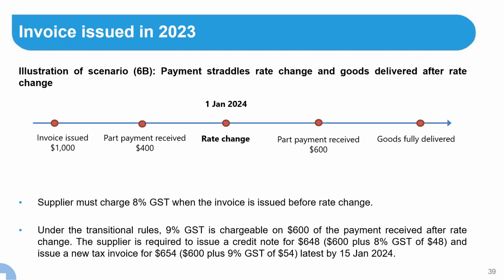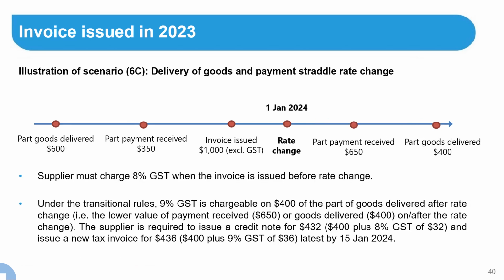In this case, the supplier needs to issue a credit note for $648, being $600 plus 8% GST of $48, and issue a new tax invoice for $654, which comprises $600 of the sales price plus 9% GST amounting to $54. This should be completed by 15 January 2024.